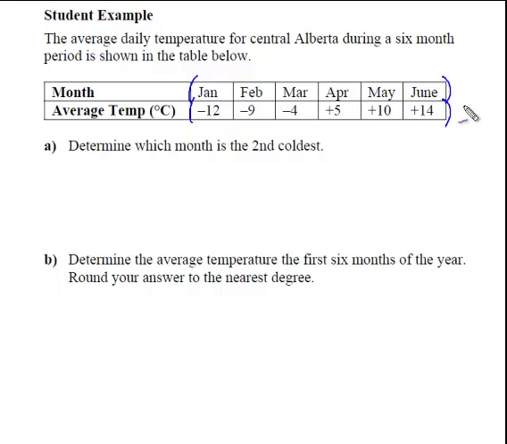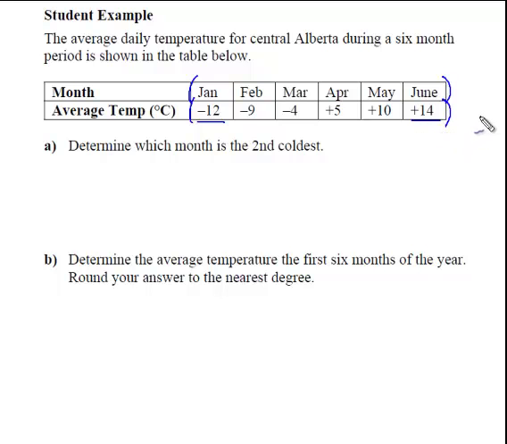Question A asks you to determine which month is the second coldest. In order to determine something like the coldest, second coldest, highest, lowest, fastest, slowest, anything like that where you're given a series of integers, your first step is always to put the integers in order. If you take a look at our chart, they've already done that for you. January was the coldest month at -12, and June was the warmest at +14.